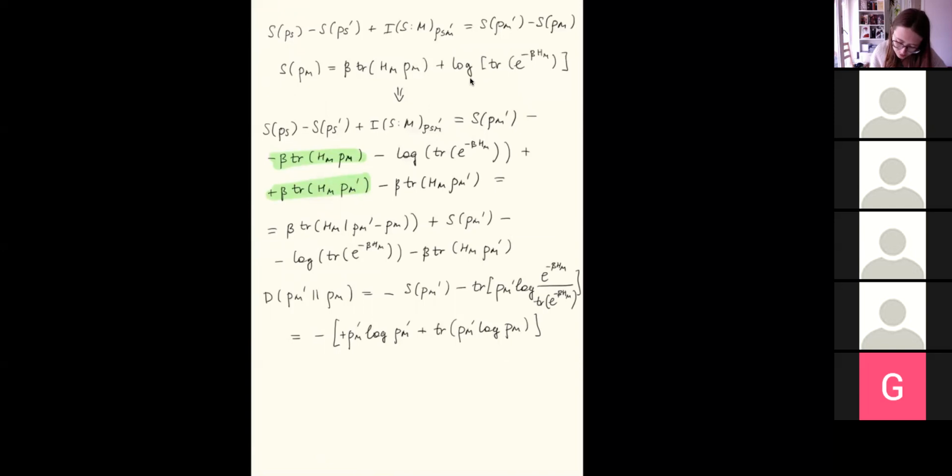So, yeah, I see. Here we have to write the plus anyway. All right. Yeah, here we have to write the plus, because then we can write here the minus, and then it's exactly the relative entropy between the states rho M prime and rho M.